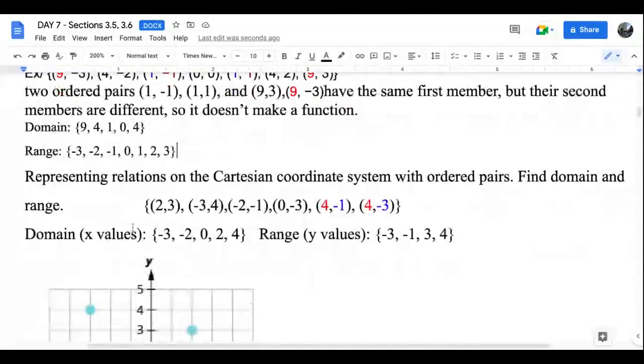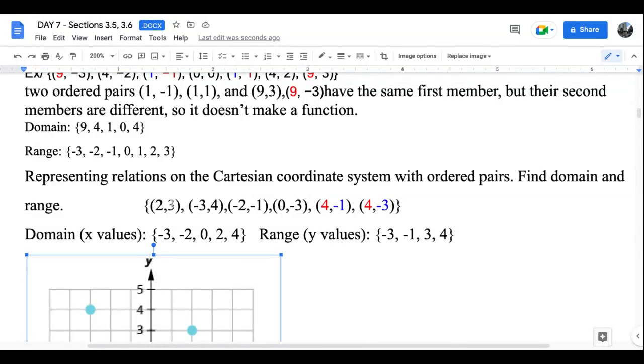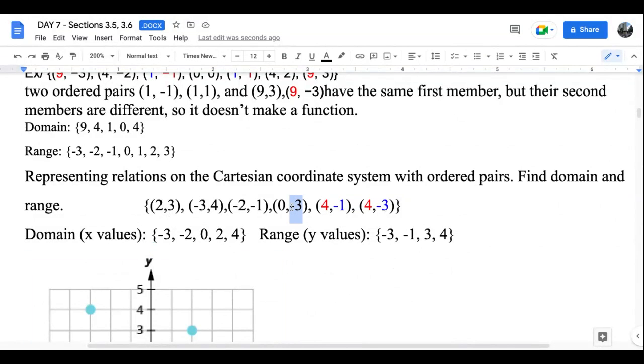Well, let's see this example. So the domain we have is listed in order: -3, -2, 0, then 2, then 4. Okay. And the range we have -3, -1, 3, and 0, and 4. Then this -3 is repeated. We don't have to repeat it in the set.